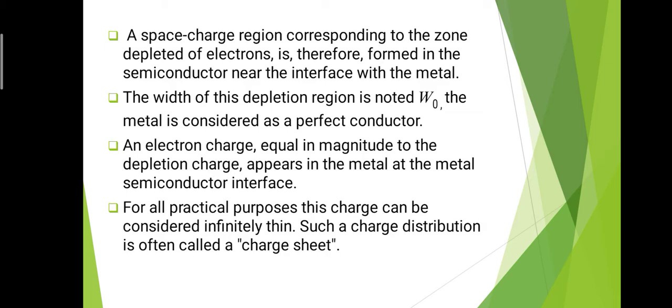The metal is considered a perfect conductor. Therefore there are a lot of electrons present in the metal, so we can take the metal as a perfect conductor. An electron charge equal in magnitude to the depletion charge appears in the metal at the metal-semiconductor interface. The electron and hole charges are the same in magnitude but different in direction. That is, there is a positive charge on the hole and a negative charge on the electron, so there is a formation of the depletion region.